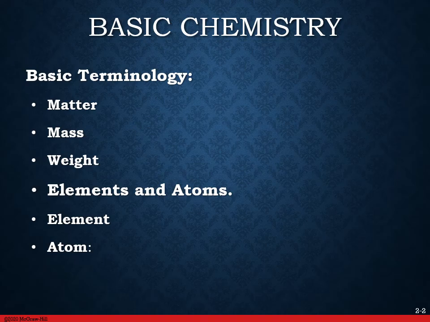And then the last one has to do with elements and atoms. An element is the simplest form of matter made up of one kind of atom. An atom is the smallest component of an element that gives the chemical component to that element.